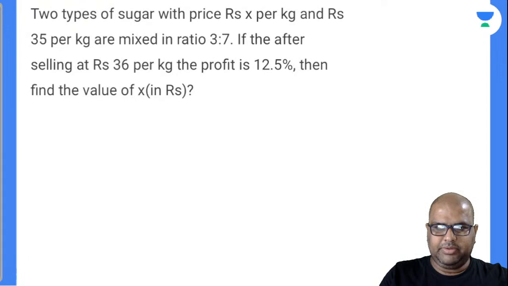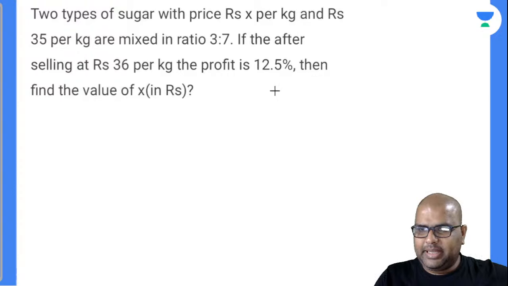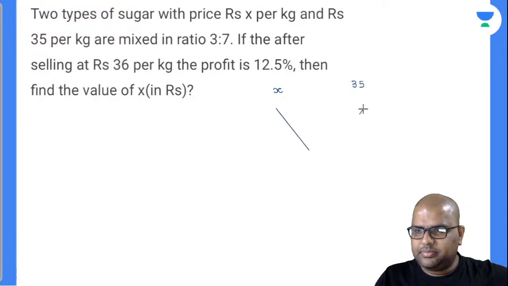See, I'll solve the same question like this. Two types of sugar, price X per kg, and rupees 35 per kg, are mixed in the ratio of 3:7. These two are mixed, and I'll write down the mixture price value. These are cost prices. X and 35 are nothing but cost prices.